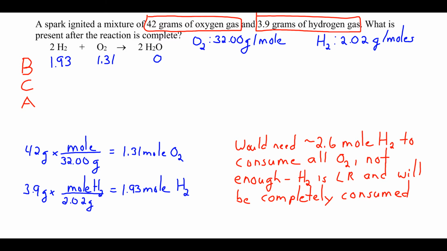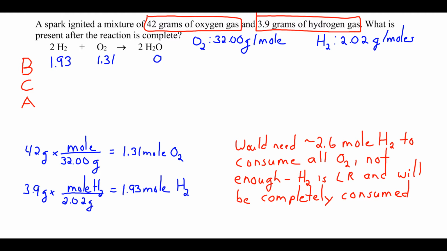All right, we've calculated the moles of each of the reagents. First, we remind ourselves that oxygen gas is found as a diatomic and hydrogen is also found as a diatomic. So we need to incorporate that when we determine our formula weights. So we've calculated the moles of each and entered them into the BCA table.